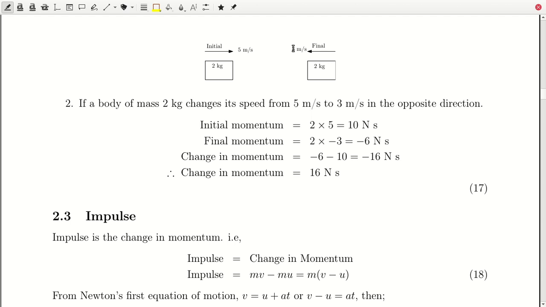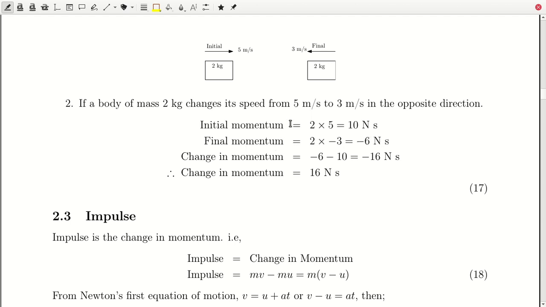So initially, if we assume the particle was moving with a positive velocity, its momentum will be given by 2 times 5, which is 10 newton seconds. Then finally, the final momentum will be given by the mass again times the velocity, but here we have to make sure the velocity is the opposite of the first one by using a negative. So we end up getting negative 6 newton seconds.